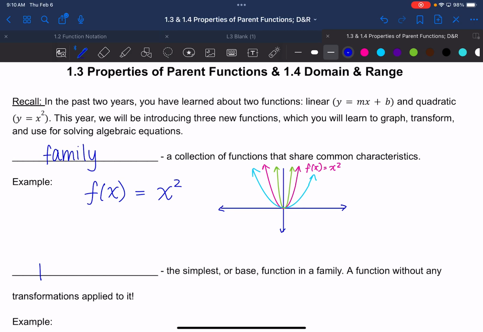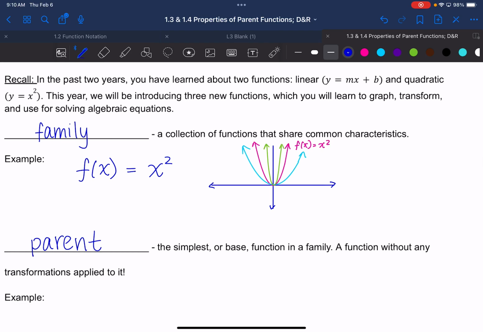When we talk about the parent function, which is what you're going to hear a lot, that is the base function. That's the original that you started with before you've performed any transformations to it. It's like saying y equals x. That's the original line. It hasn't been shifted up or down. It's got just a slope of 1. It's plain, right? Same thing with x squared.